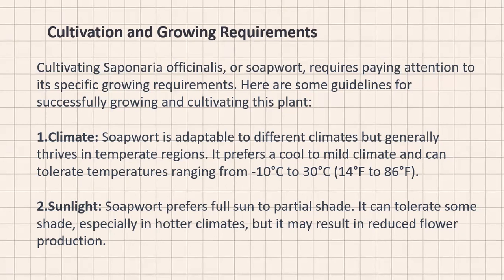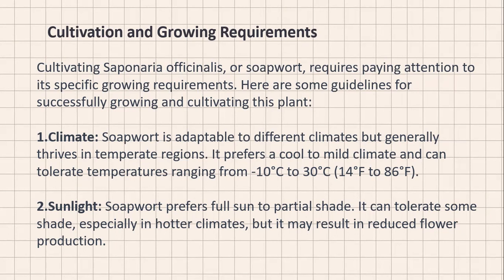Cultivating Saponaria officinalis requires paying attention to its specific growing requirements. Here are some guidelines for successfully growing and cultivating this plant. First one is climate. Soapwort is adaptable to different climates but generally thrives in temperate regions. It prefers a cool to mild climate and can tolerate temperatures ranging from -10 degrees to 30 degrees Celsius.